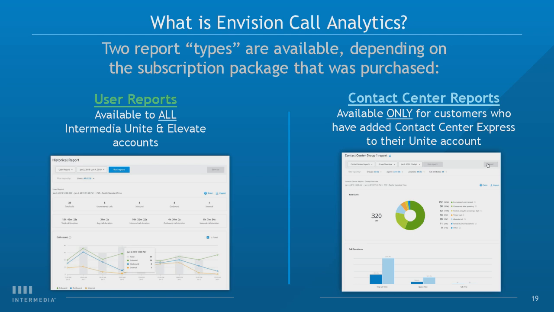So what is Envision Call Analytics? There are two types available depending on the subscription package that you've purchased. One is user reports. The user reports that I just showed you a minute ago are available to all Intermedia Unite and Elevate accounts. Every single one of those can go in there right now and see these reports today. We've also added into that same report module, if you've upgraded to Contact Center Express, some additional reports around some of these tools, such as hold times and queuing statistics and things like that, which will also be added into the Contact Center reports.